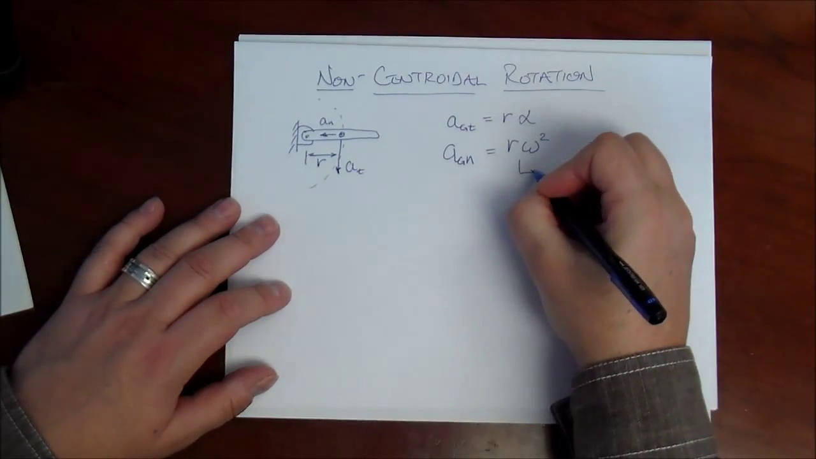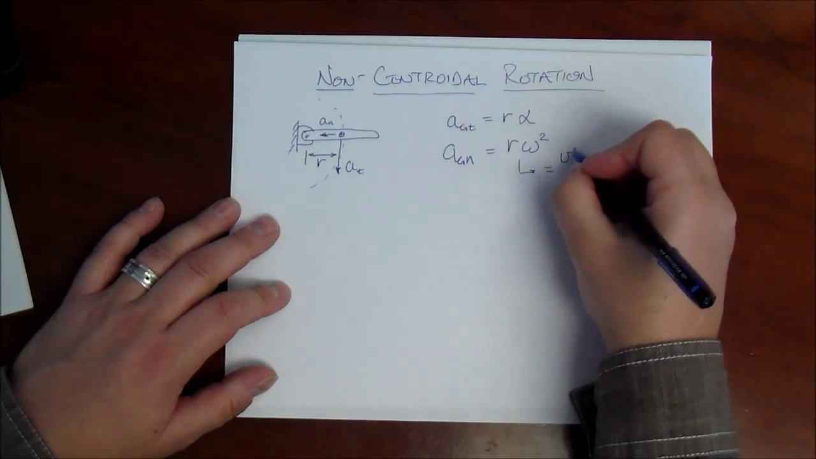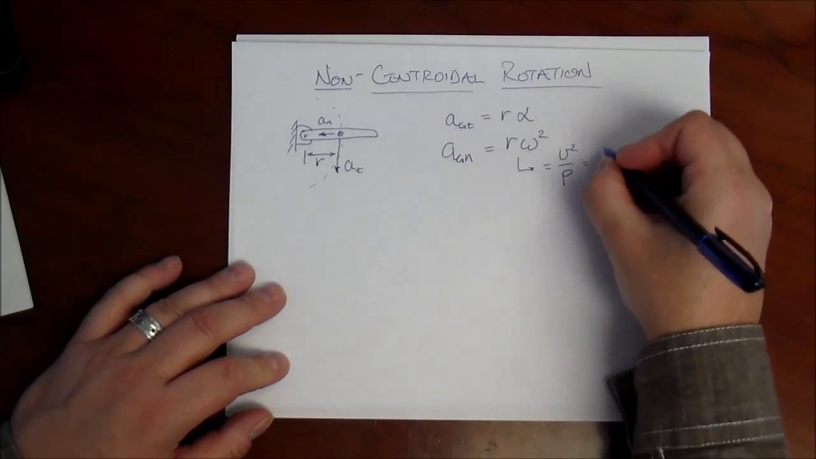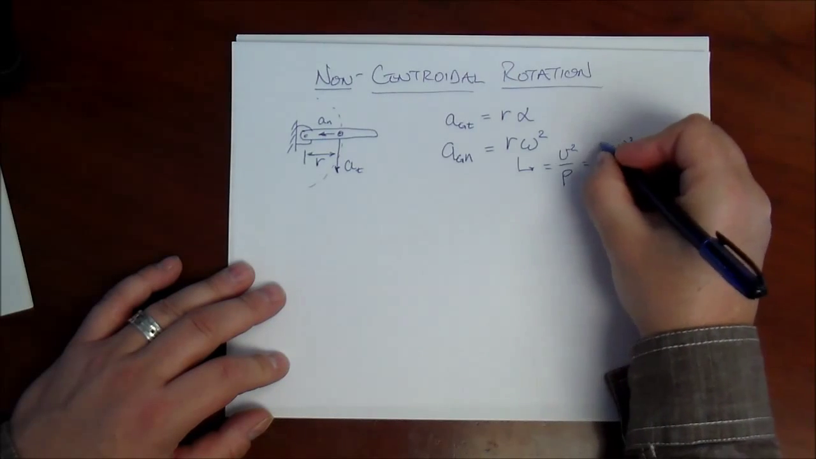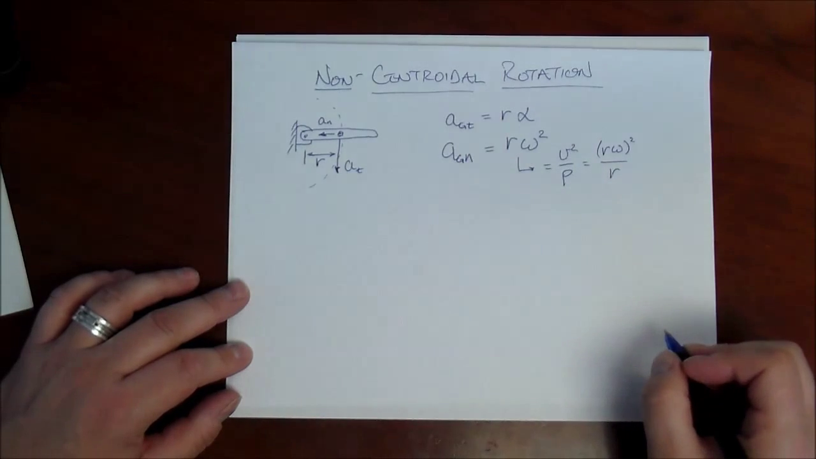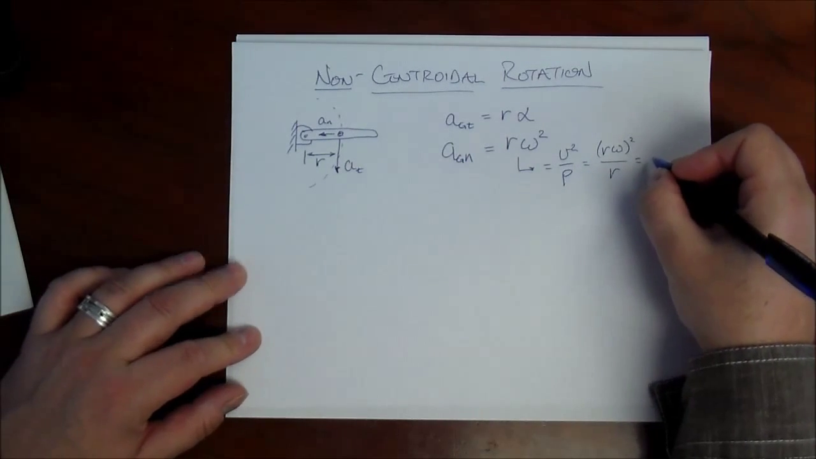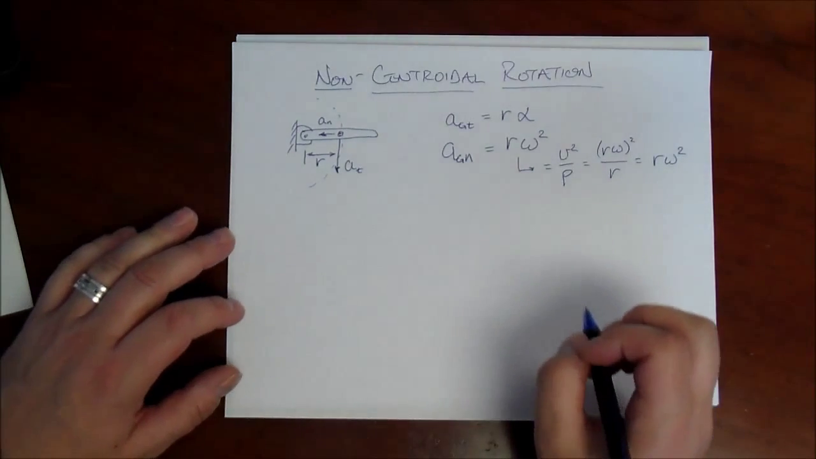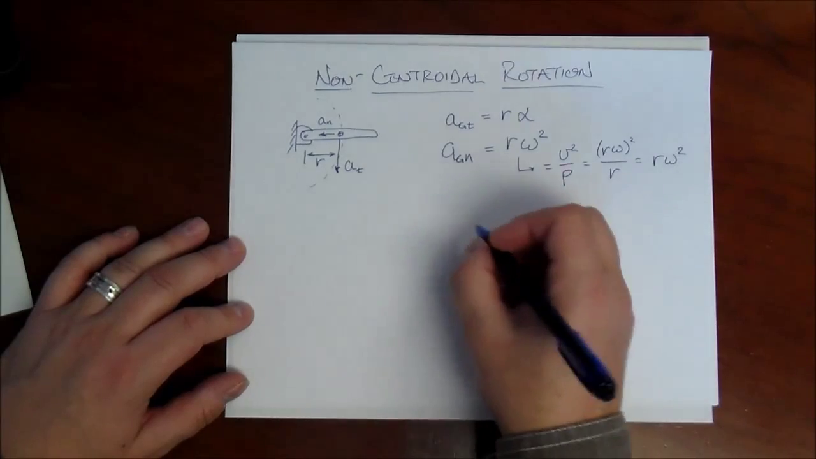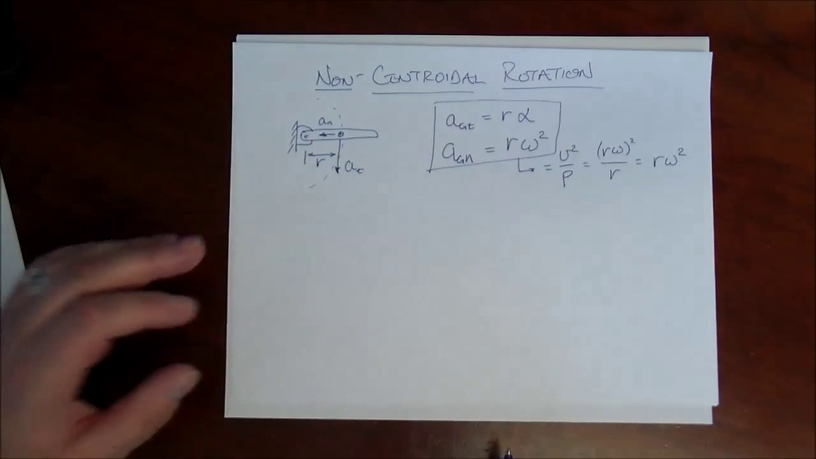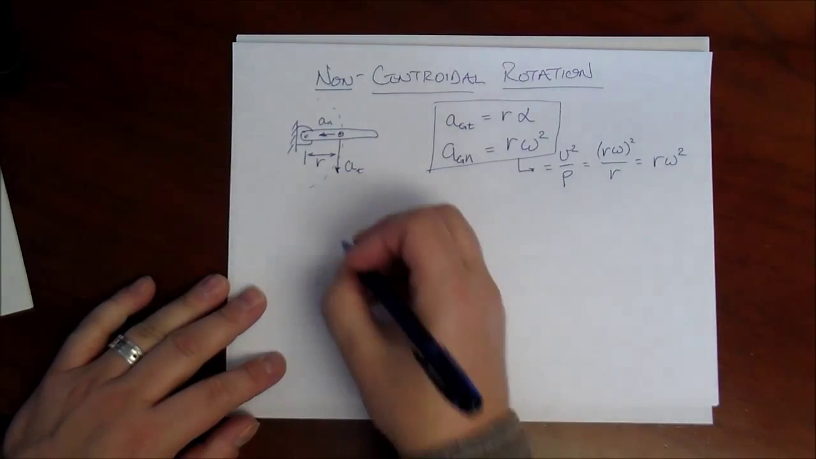This comes from the fact that the normal acceleration for a particle or point moving in a circle is v squared over rho, while the velocity is r times omega, and the radius rho in this case is r, and so that simplifies to r omega squared. So that's very important to recognize what the accelerations are for this non-centroidal rotation.